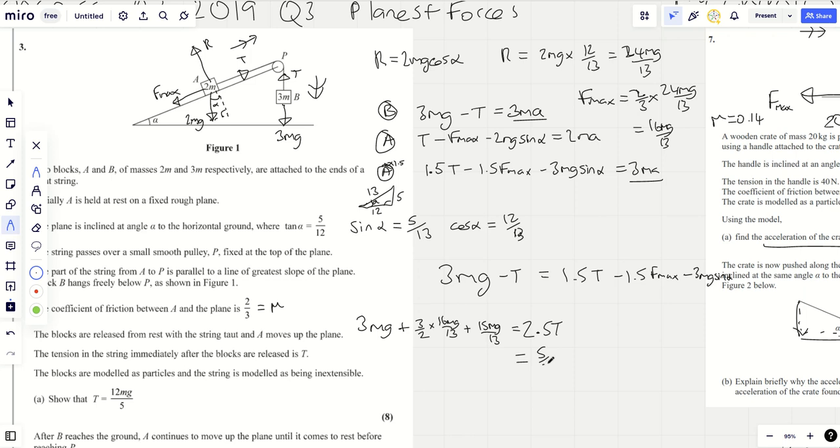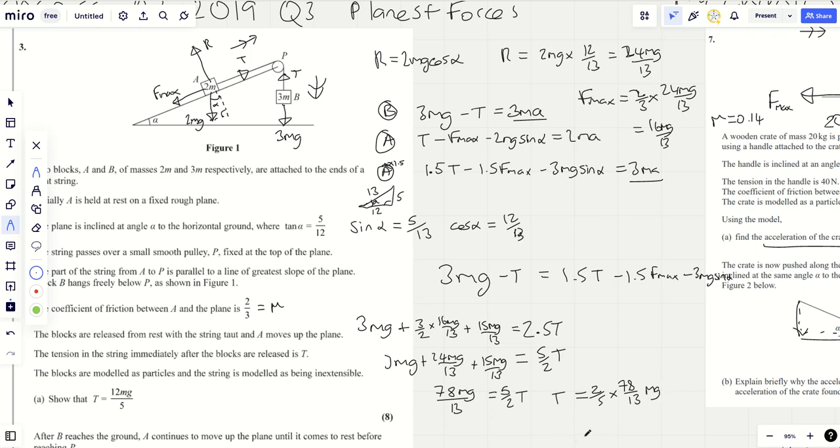Okay, hopefully this all works out. Let's call that 5/2 and be grown up about it. We've got 3 mg plus, okay, let's just simplify this. That's going to be 1.5 times 16 is 24 mg over 13. And then I've got 15 mg over 13. And this is where you just cross your fingers, really. That's 39 mg over 13, 49, 59, 63 mg over 13, 78 mg over 13, I think, altogether, which equals 5/2 t. And so t is going to be equal to 2/5 times that.